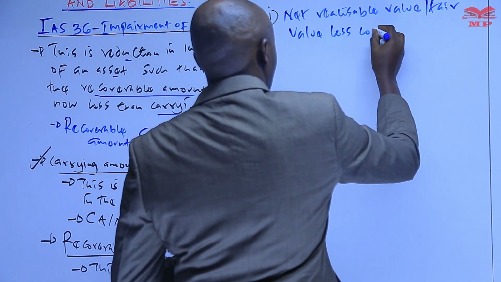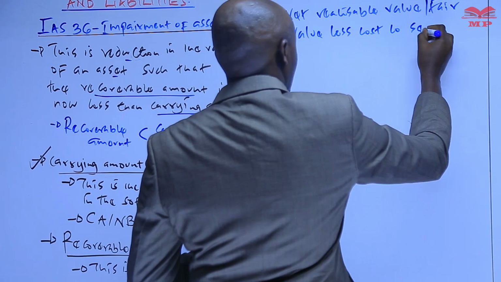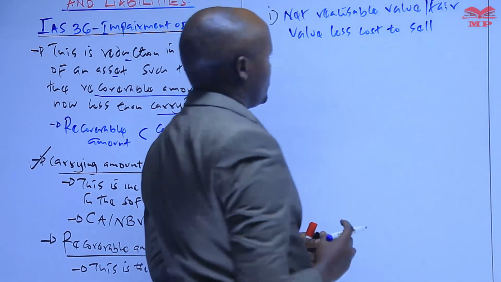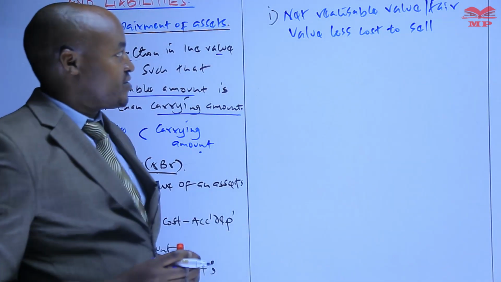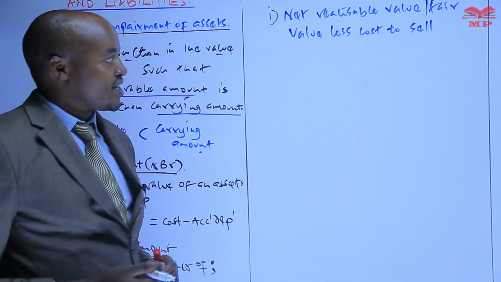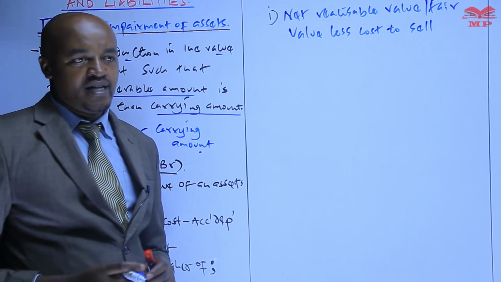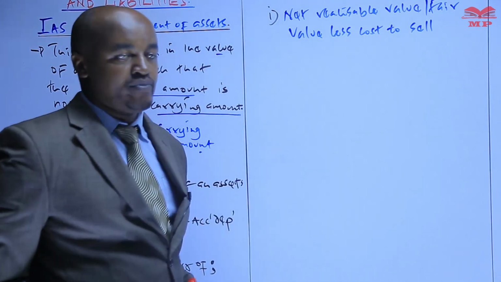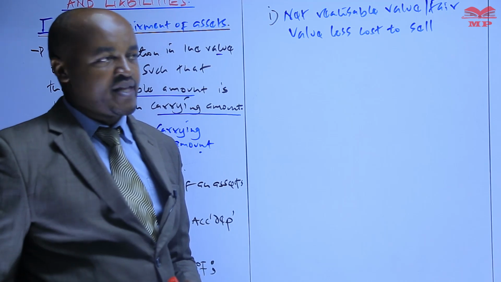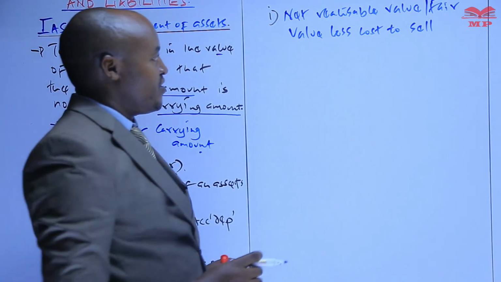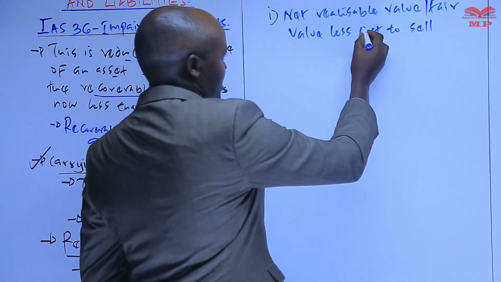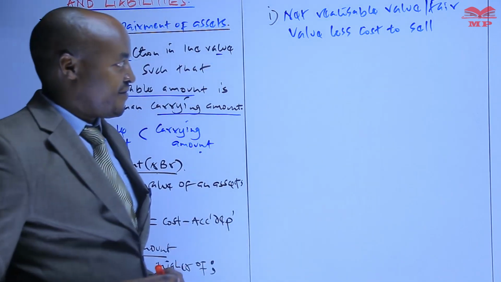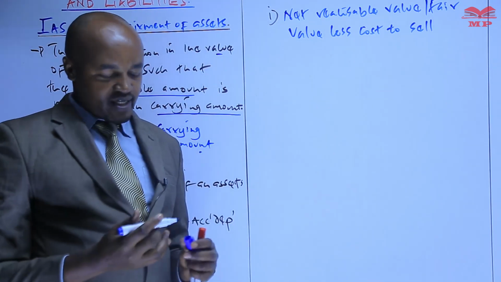So therefore, the net realizable value or the fair value less cost to sell, this is the amount at which an asset can be sold currently, and then we less any cost which will be incurred by the company in order to sell that asset. For example, for the company to be able to sell an asset, the company may be required to place an advert in the newspaper to be able to get a buyer.